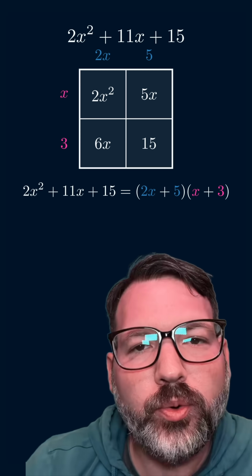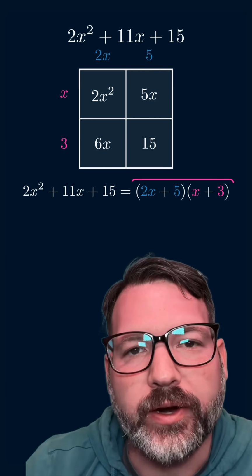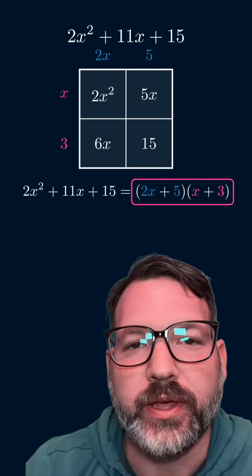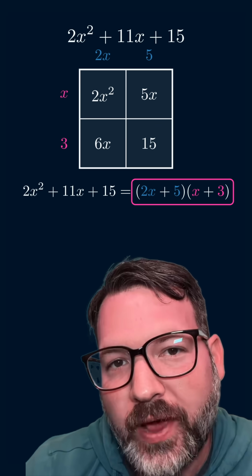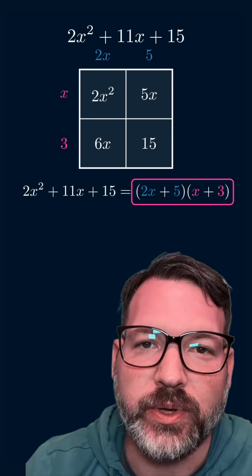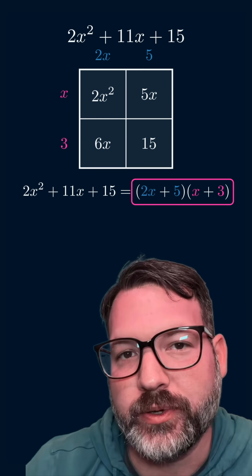Either way, no weird slide and divide required. We can use the box method or the area model for multiplication to factor trinomials just as easily as we can use it to multiply out binomials in the first place.